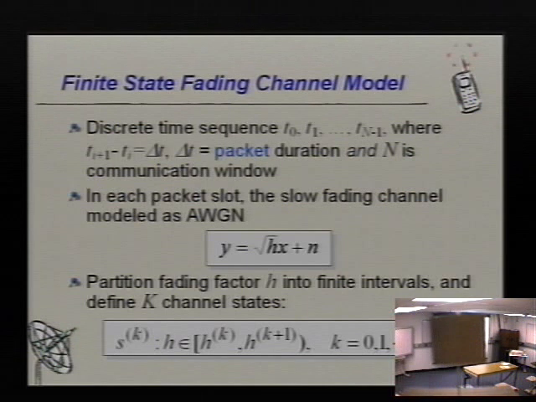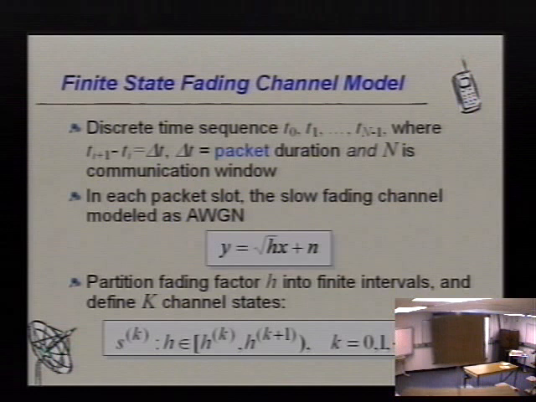Here X and Y are the input and output signals, N is the AWGN noise, and H is the fading attenuation factor. Then we define a sequence of fading attenuation thresholds denoted by H0 to H(K-1). By this, we partition the received signal-to-noise ratio into K finite intervals. The channel is said to be in state Sk if this fading factor belongs to the k-th interval. By this way, we define the K finite channel states.